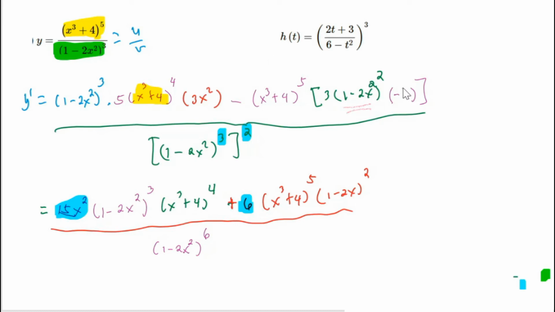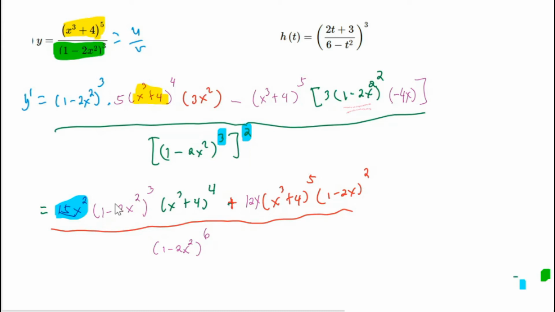So this is now negative 4x. And then we have to multiply. We have 3 times negative 4x is negative 12x, times negative outside, it becomes now positive 12x. So we can write here now positive 12x.